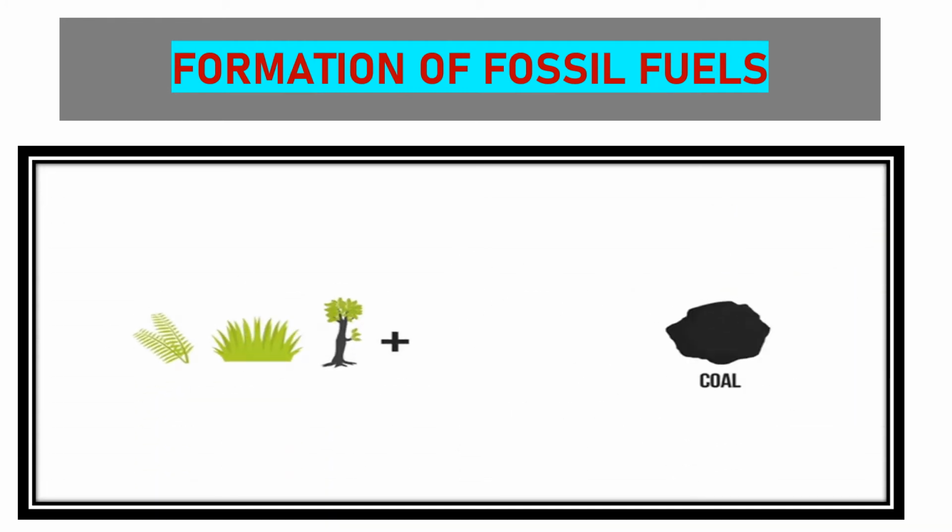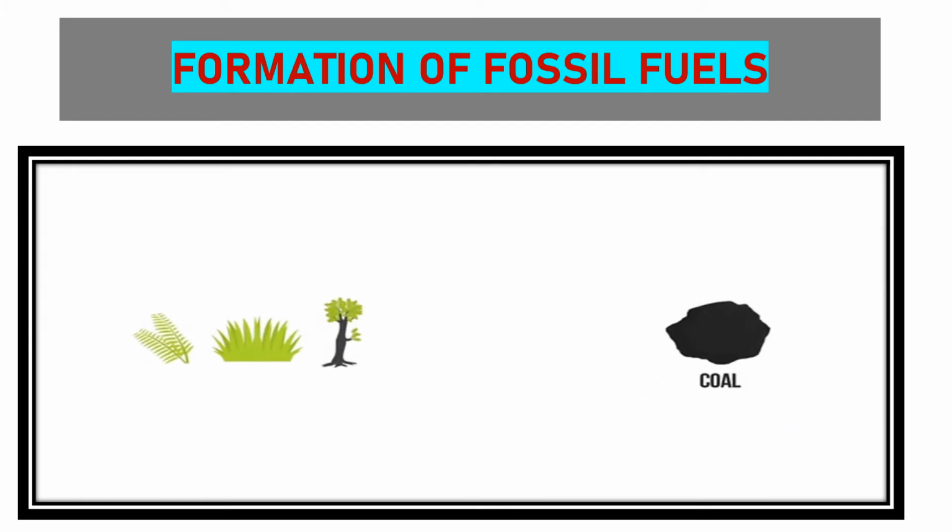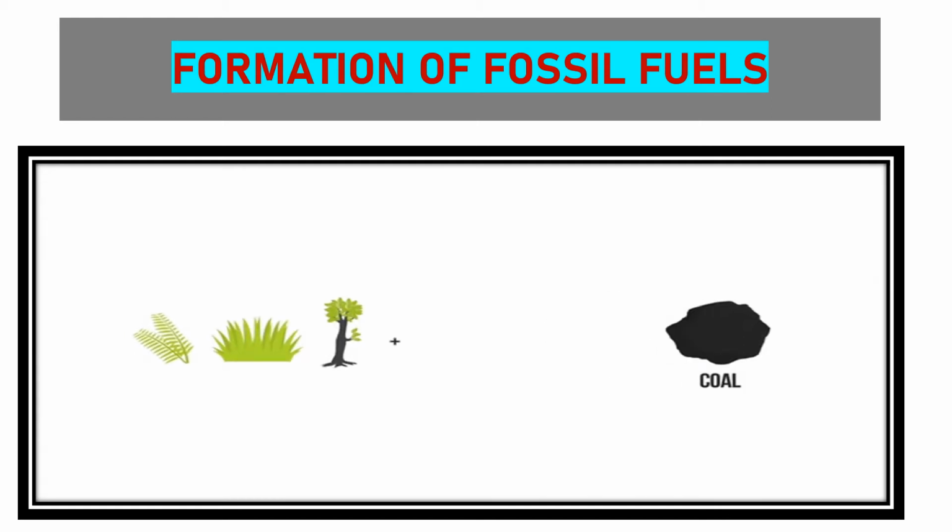How are these fossil fuels formed? They are formed when the dead remains of living organisms like plants and animals were buried under the earth millions of years ago. And this happens as follows. The plants and animals which died millions of years ago were gradually buried in the earth and got covered with sediments like mud and sand, away from the reach of air.